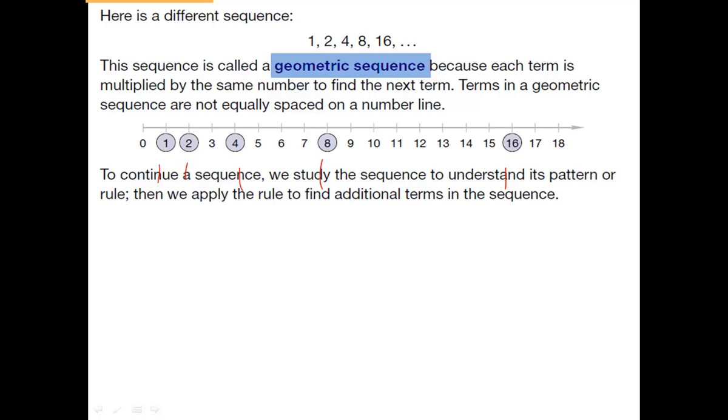To continue a sequence, we study the sequence to understand its pattern or its rule. Then we can apply the rule to find additional terms in the sequence. In this case here, when we double 1, we get 2. When we double 2, we get 4. When we double 4, we get 8. When we double 8, we get 16. That's our pattern. We're just doubling that number.